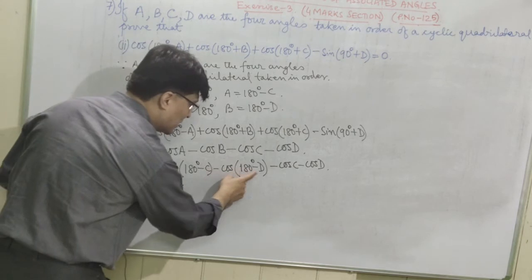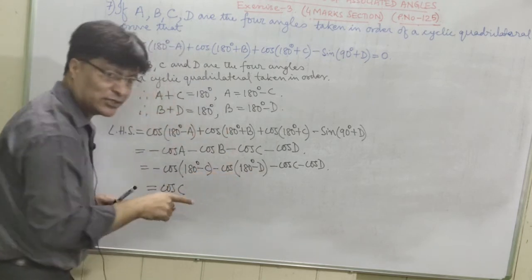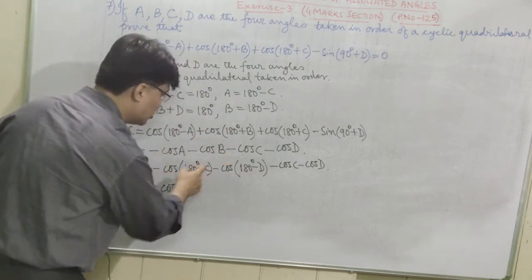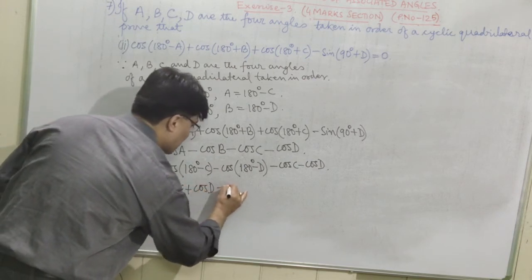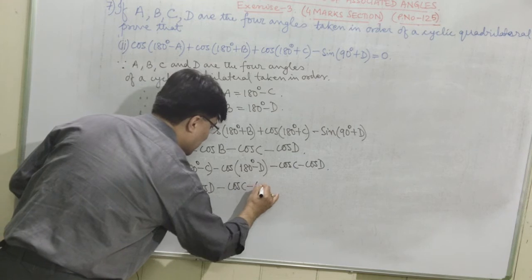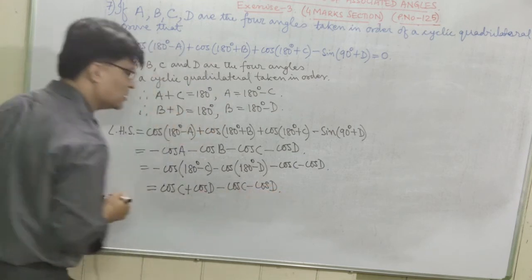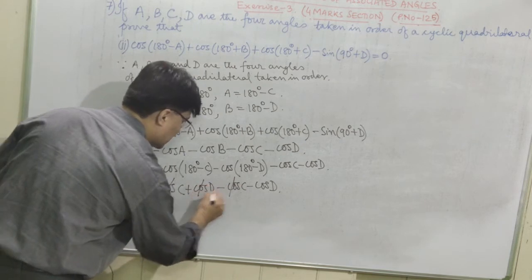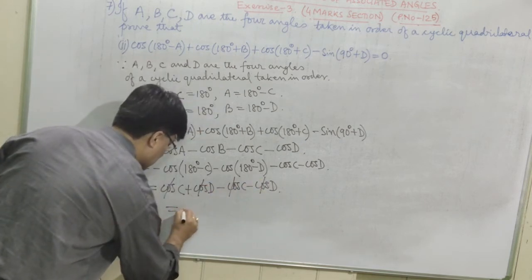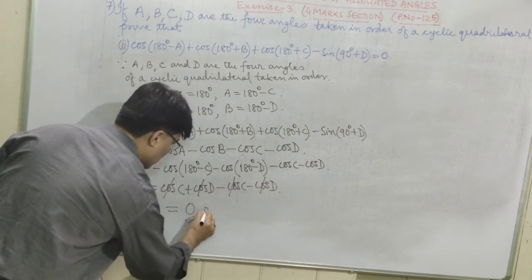Similarly, what is cos(180 minus D)? Minus cos D, that is the formula. Now you know that. So minus into minus plus, so it is plus cos D, then minus cos C minus cos D. So you can cancel this. Cos C gets cancelled. Cos D gets cancelled, which is equal to 0. Proved.